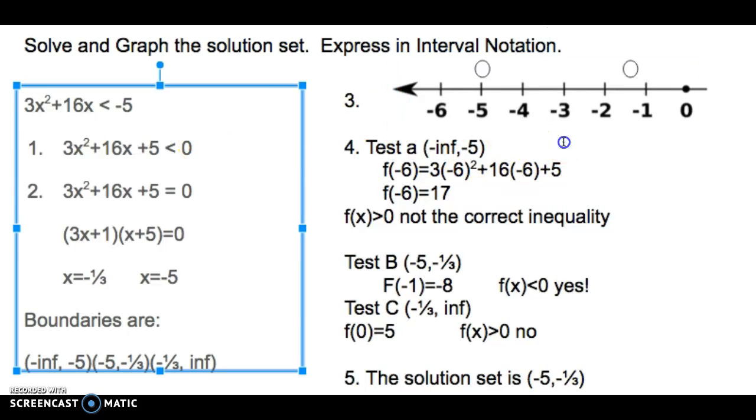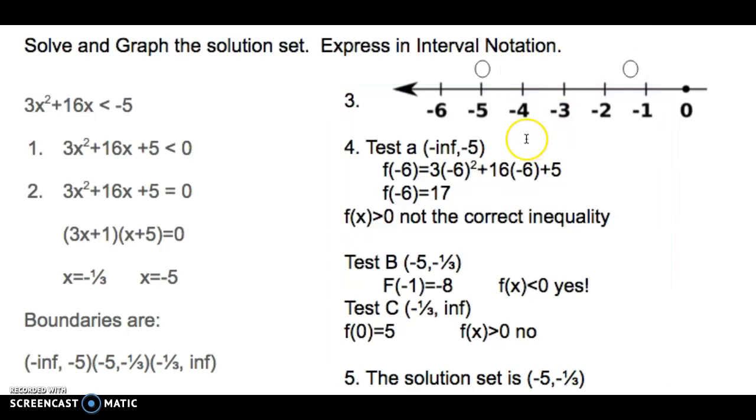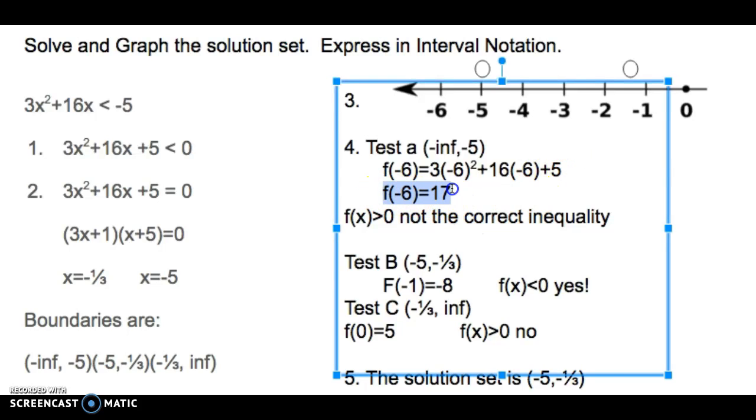So now I need to test each individual point. I need to test on the left side of this -5, so plug in -6 to the original function. When I plug that in, I get -6 squared, so 36 times 3, plus 16 times -6, plus 5. So I find that whole thing to be 17. When you're testing them, you're always going to put them back into the f of x.